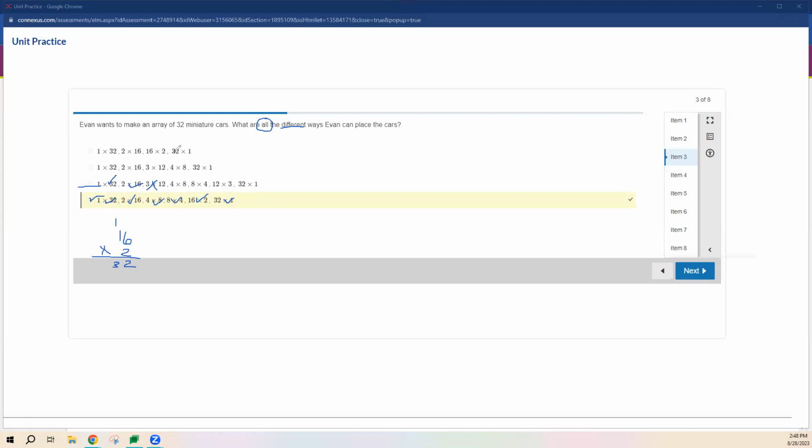Okay, these have less options. Do they have correct answers? Well, this one I already see has 3 times 12, and we just said that didn't work, so that one can't be it.